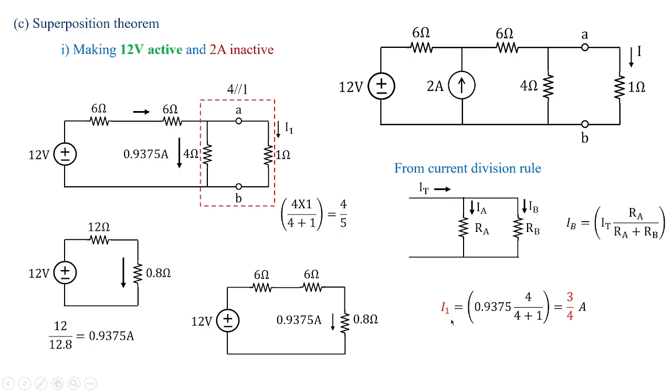So here our requirement is I1. So IB we are considering as I1. I1 would be equivalent to, what is the total current we got? 0.9375 amperes. For that current, what is the opposite resistance? 4 ohms is the opposite resistance, divided by 4 plus 1, so it becomes 5. So this becomes 3 by 4 amperes. This is our first requirement, and that is considered as equation 3.